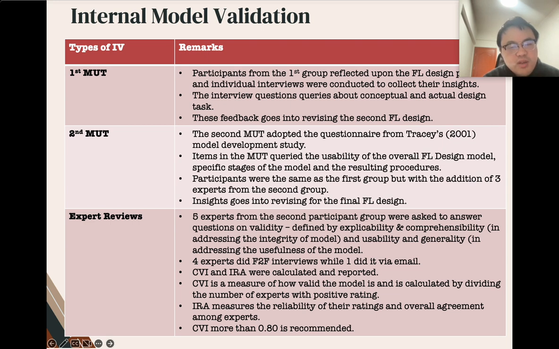So the Content Validity Index (CVI) and the Inter-Rater Agreement (IRA) were calculated and reported. The CVI is a measure of how valid the model is and is calculated by dividing the number of experts with positive rating. And the IRA measures the reliability of their ratings and overall agreements among experts. A CVI of more than 0.80 is recommended.